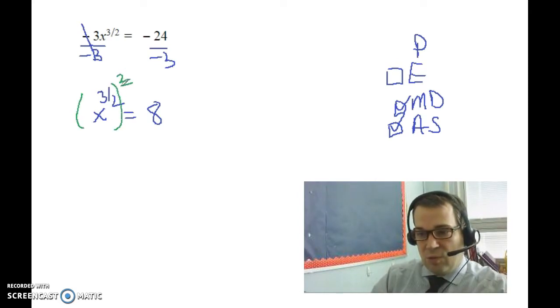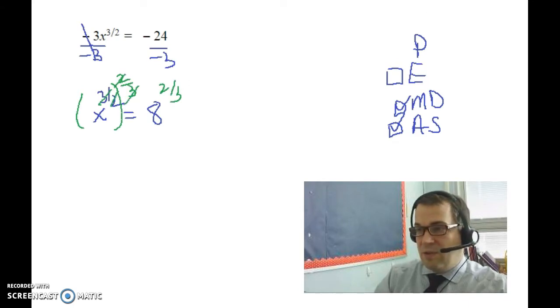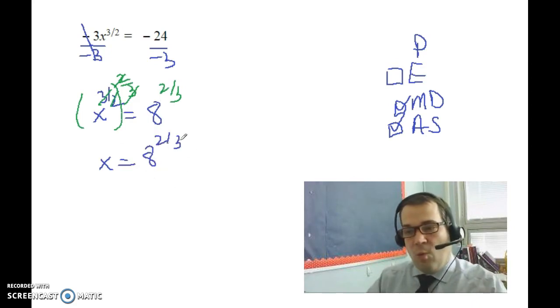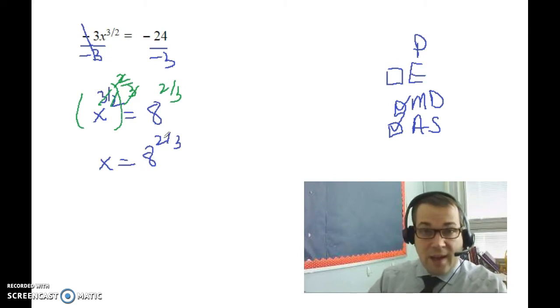I will take this to the 2/3, this to the 2/3. These will cancel, leaving just x. And now I need to figure out what 8 to the 2/3 is. If I want to do that mentally, I can figure out what multiplies by itself 3 times to give me 8, and then take that to the second power.